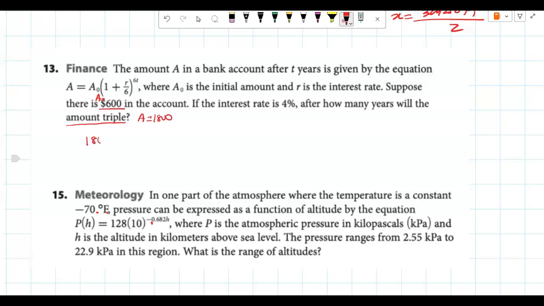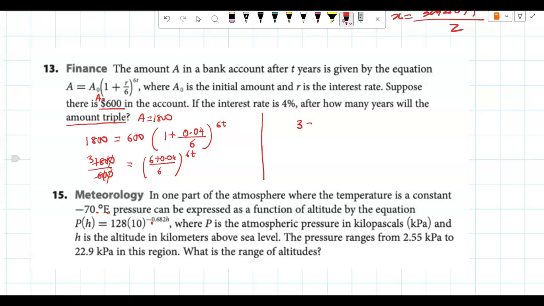So 1800 is equal to 600 times 1 plus 0.04 over 6, to the power 6t. We don't know t, we are finding t. So then this will come on upon 600. So 3 is equal to 6 plus 0.04, the LCM, so 6 threes are 18. So 3 is equal to 6.04 upon 6, to the power 6t.